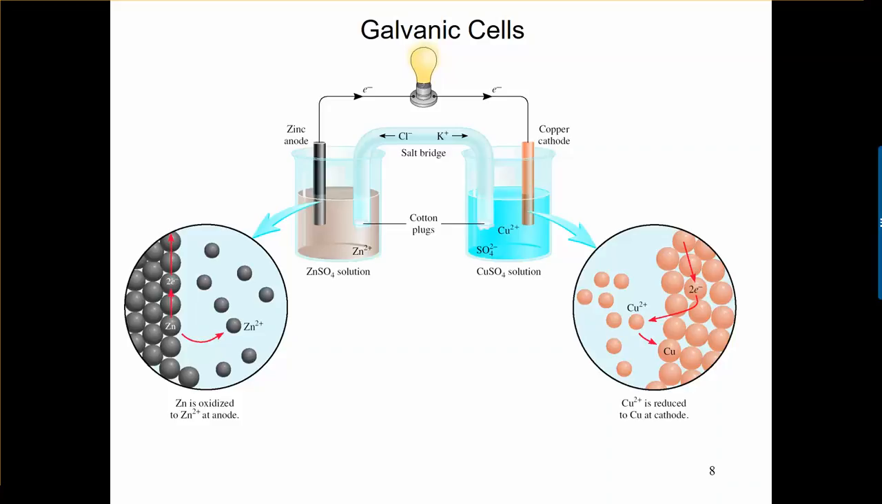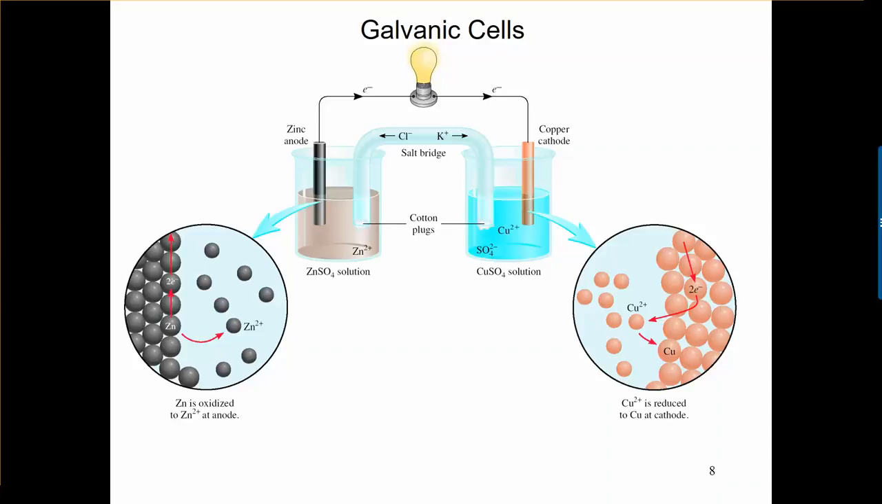If a solid piece of metal becomes ionized, it will go from its solid state to its aqueous ionic state. Being charged, it can now be surrounded by water molecules and become dissolved into that water. And that's what's going to happen here between these two metals.